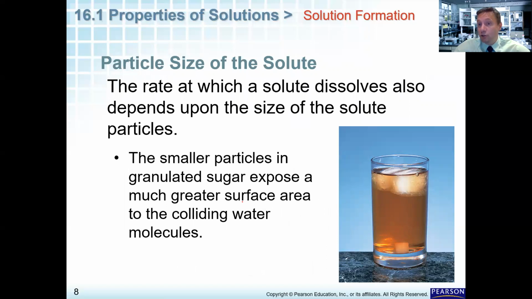So the particle size, I used the term of a cube versus granules. The smaller the particles, and this is a key concept right here, the more exposure it has to the molecules of the solvent, and therefore it will dissolve faster. If you have a large cube, it's going to take a lot longer because dissolving is a surface phenomenon. It has to have contact with the solvent molecules in order for it to dissolve. So the rate at which a solute dissolves also depends on the size. A cube is going to take a lot longer than the granules will.